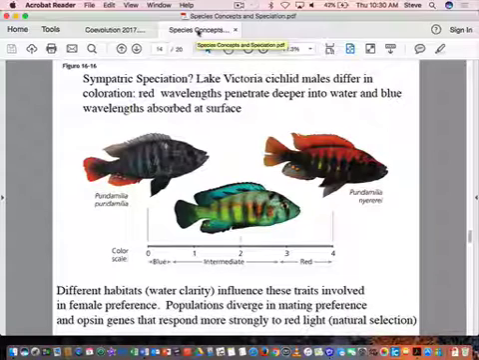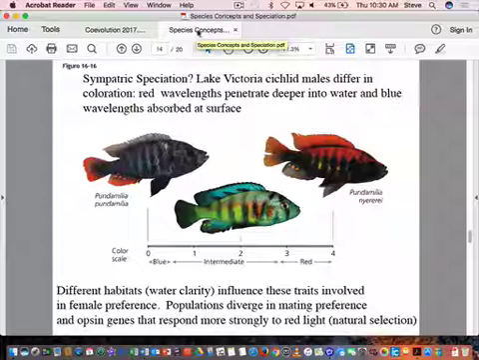So blue wavelengths are absorbed at the surface. That is, they're kind of present in the surface, right? Where do you think this one's found? In the top. Red wavelengths penetrate deeper in the water, and it turns out in all these taxa, all of the red males, red species, are found deeper in the water column, down at the bottom of the lake. These often tend to be either swimming up in the upper water column or very close to the shore in kind of shallow waters. Okay.